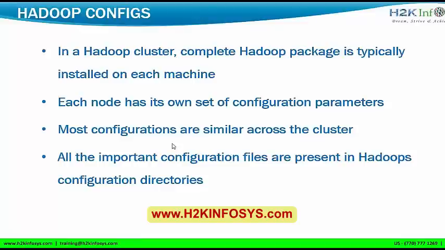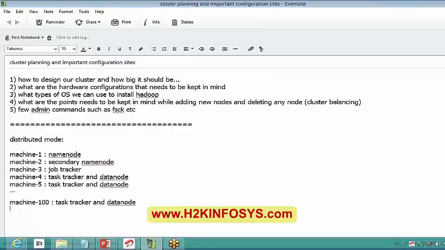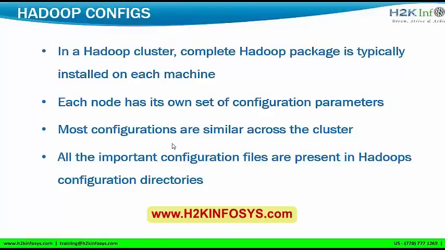So let's come to a few configuration sites. In a Hadoop cluster, the complete Hadoop package is typically installed on each machine. So if you take distributed mode where we have a set of machines, suppose we have 100 machines. What we will do in distributed mode is install Hadoop on each of the machines. So on 100 machines we will be installing Hadoop, such that all the 100 machines act together and work as a distributed mode. Each node has its own set of configuration parameters.